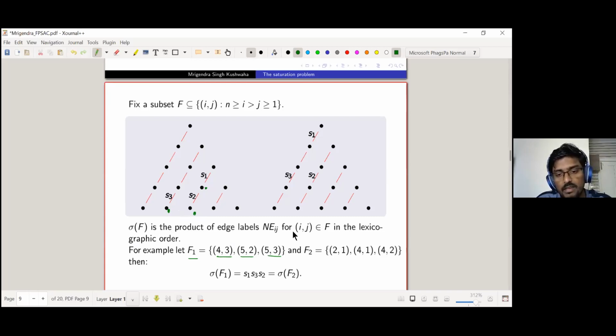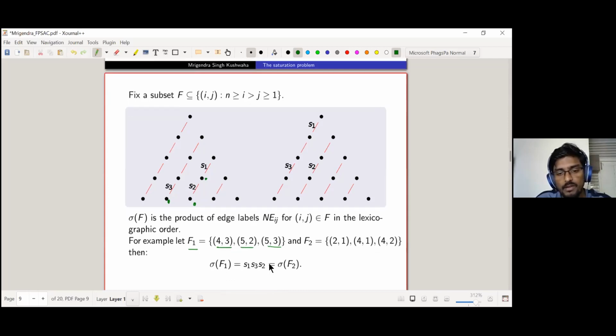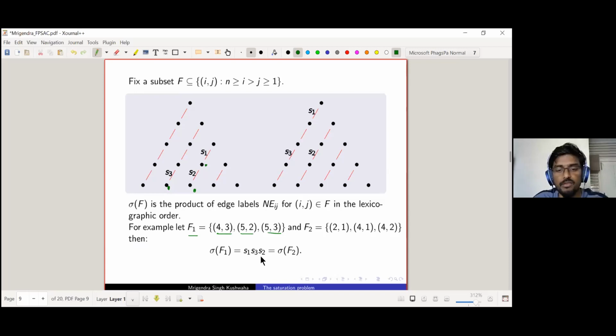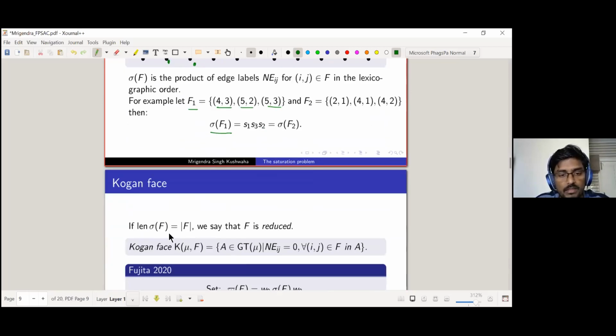That is the product of the edge labels whenever (i,j) is in F, in lexicographic order. So for example, if F1 is this, you can associate a word sigma_F1, that is s1, s2, s3. In lexicographic order, that will be s1, s3, s2. And you note that if you take F2 equal to this set, it also gives the same word. So if some word is given, there could be many F which give the same word. And when this sigma_F is reduced, like suppose the length of sigma_F is equal to the cardinality of F, then it is reduced, and we call F reduced.